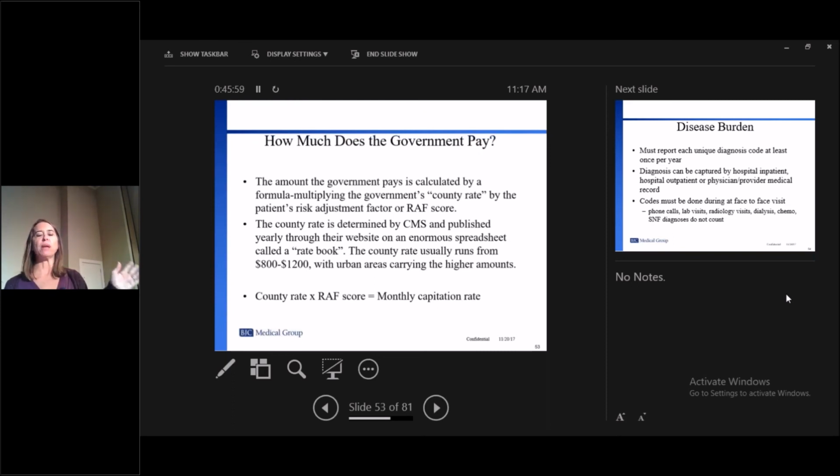They have this great big spreadsheet online called a rate book. County rate usually runs between $800 to $1,200 a month, with urban areas carrying higher amounts. So your county rate times your RAF score equals how much monthly capitation you're going to get.